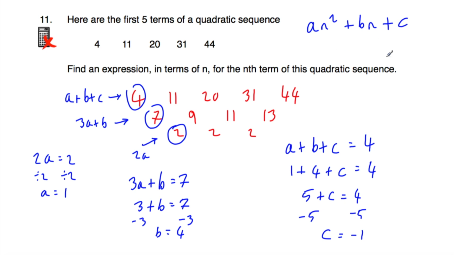So that means that our nth term for this sequence would be equal to, I'm just going to write it down up here. So we know that a is equal to 1, so instead of writing 1n squared, I'm just going to write n squared. And then we've got b is equal to 4, so it'd be plus 4n. And then our c is equal to negative 1 or minus 1, so we've got minus 1. So that means the nth term for the sequence would be n squared plus 4n subtract 1.